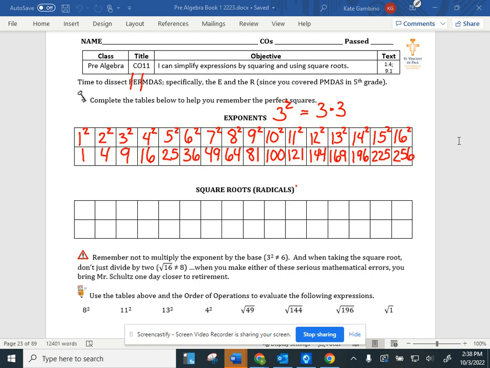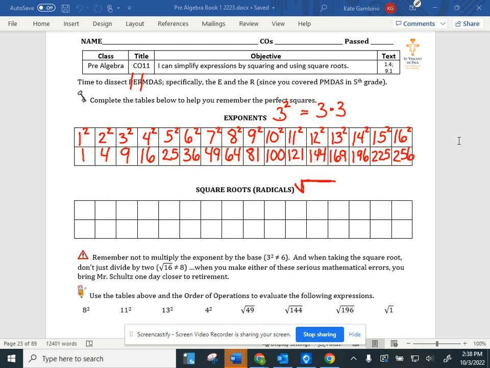The square root symbol looks like that. So up here we have our exponent, that little number up to the right of the base. The base is that main big number. So the base is the big number. The exponent is the little number up to the right. Your square root is this symbol, and that means that we're going to break down that square root.